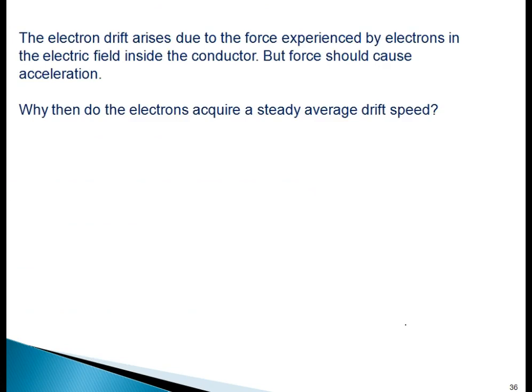Now, what is the question? The electron drift arises due to the force experienced by electron in the electric field inside the conductor. But force should cause acceleration. Why then do the electrons acquire a steady average drift speed? I think I have discussed you a lot.